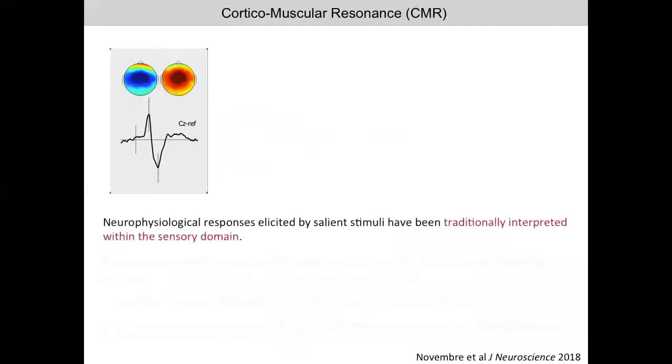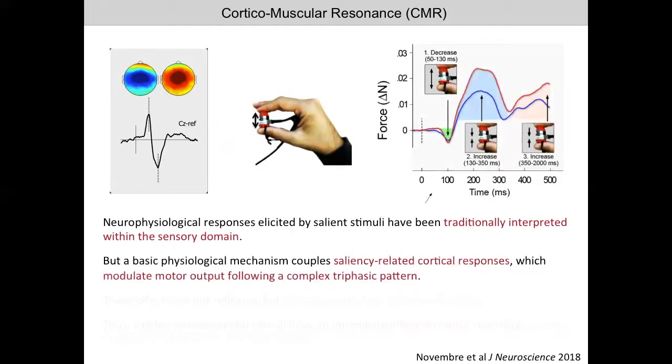So just to recap, those are responses that, people here working on ERPs, traditionally interpret in the sensory domain. In the pain field, they were considered pain-evoked potentials or sensory-related responses. I think what we have found here is a basic physiological mechanism that couples these decisions of the brain of what is important with the modulation of the motor output following a complicated pattern, which it's nice to speculate could be important to drive behavior in a useful way.